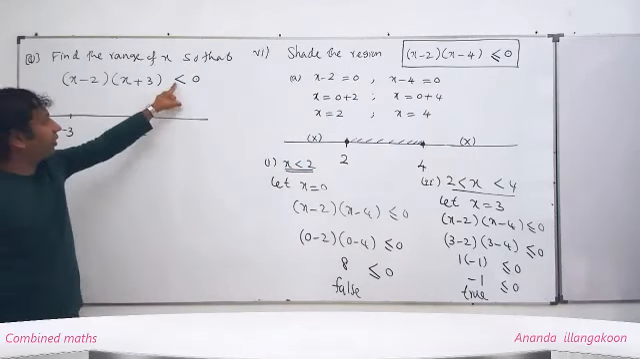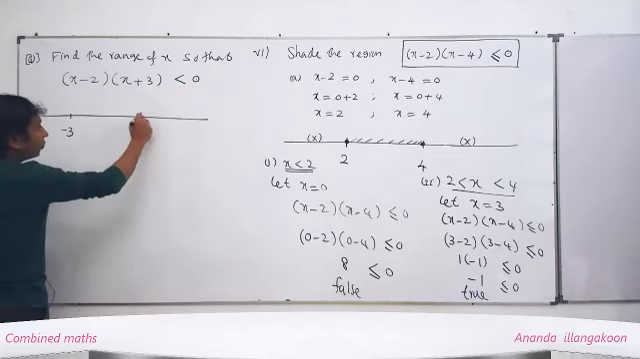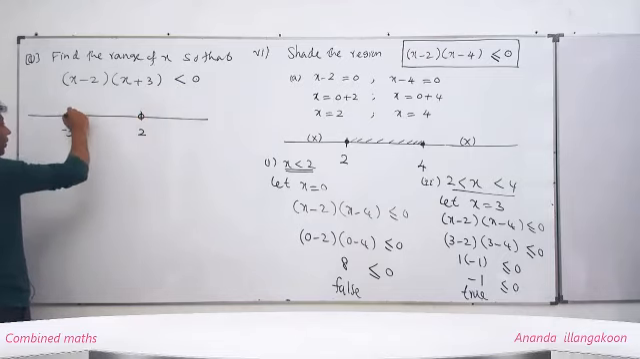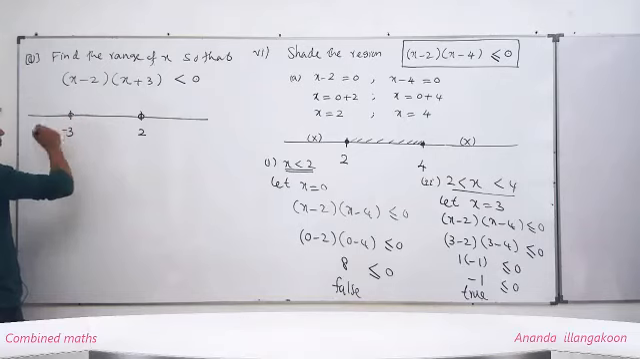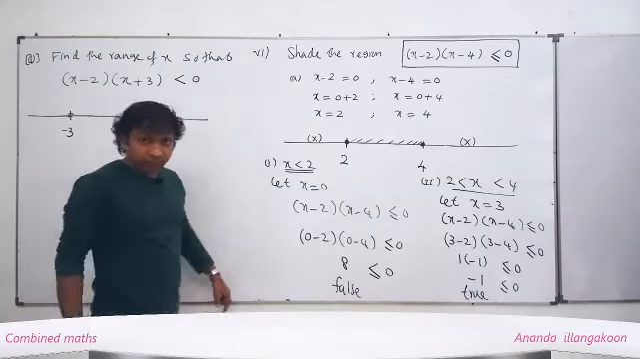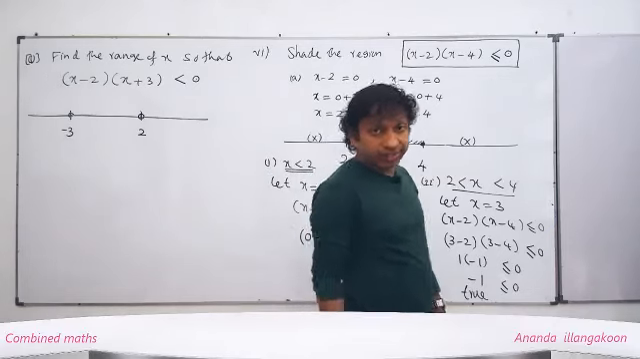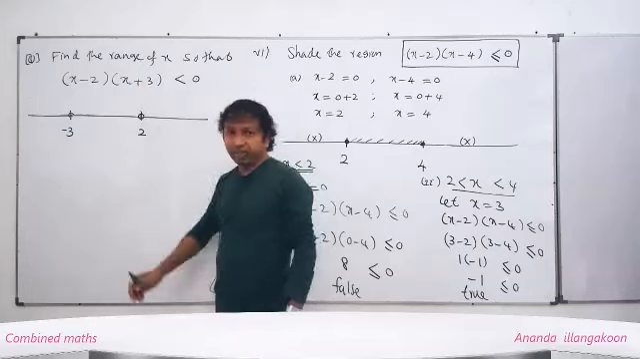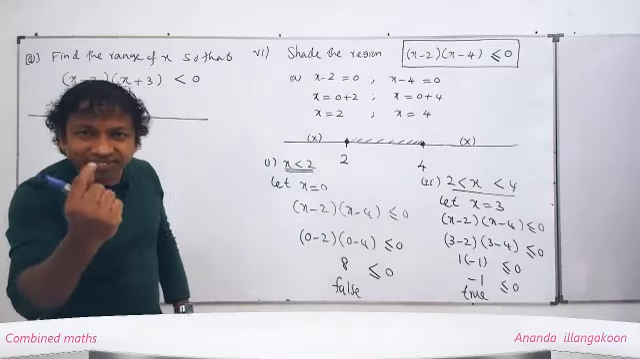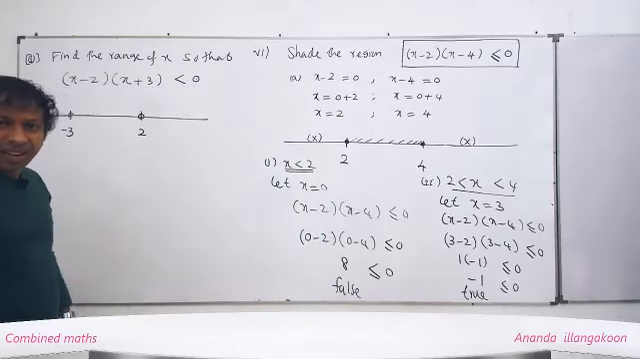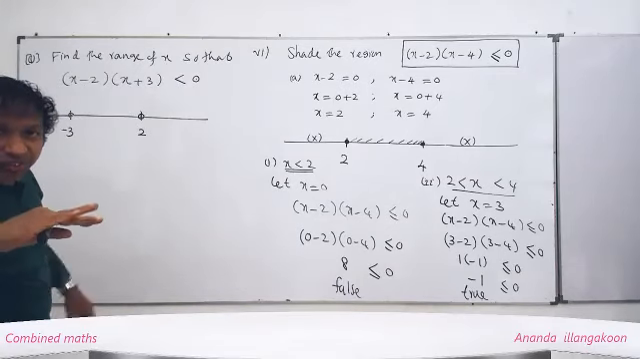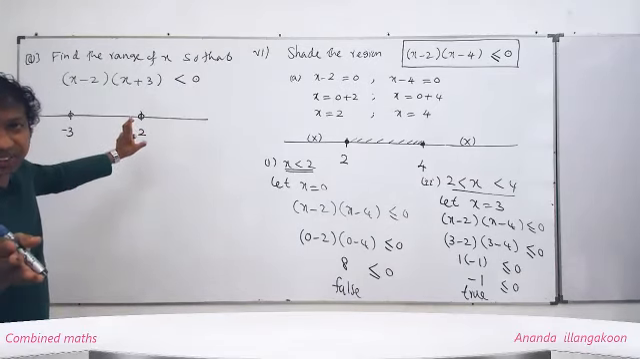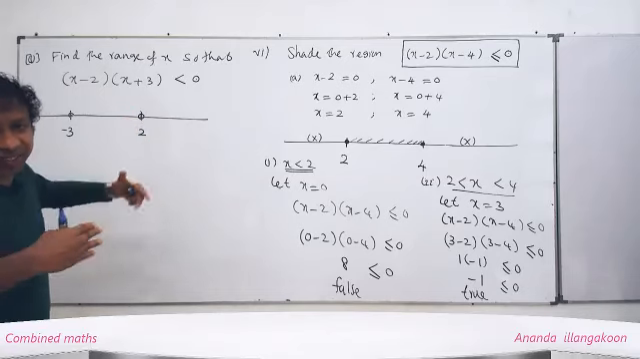We don't have an equal sign here. We circle at 2 and minus 3, but we don't color the circles because we have to exclude them, since no equal sign is available there. Right. Now, people, what is our next step? We have to find out whether one region satisfies this inequality or not. If we can do that, this is over.